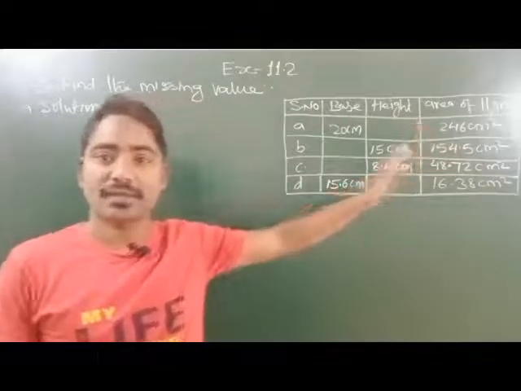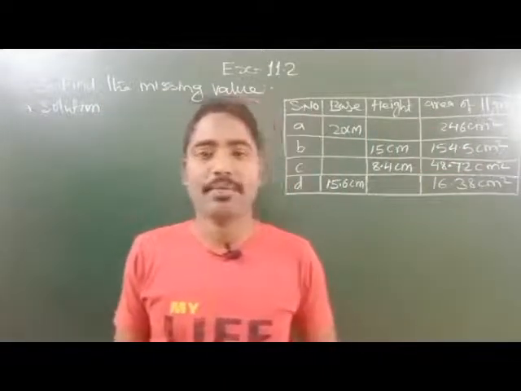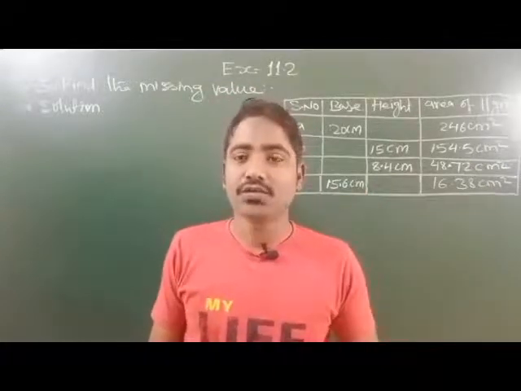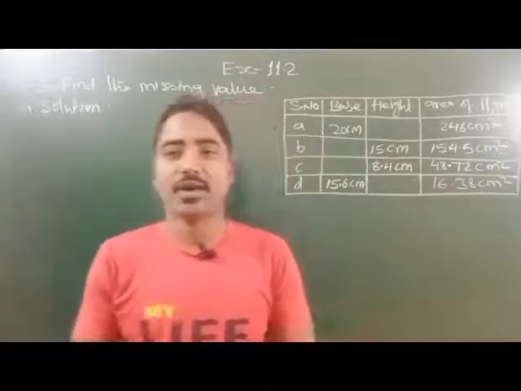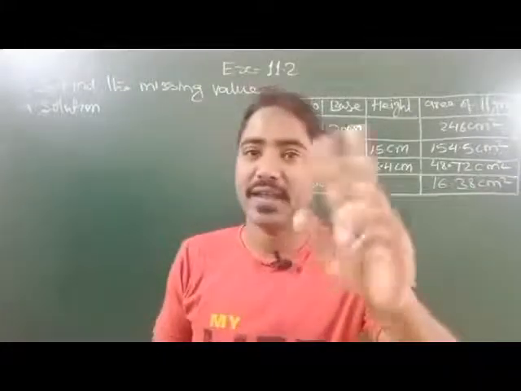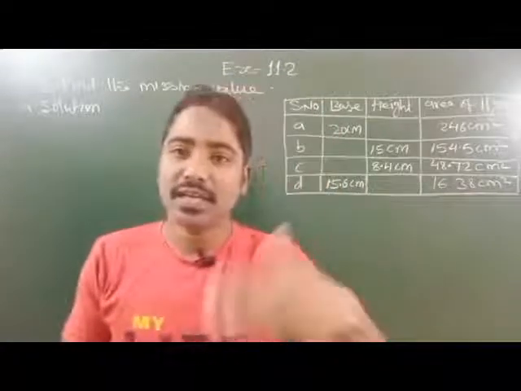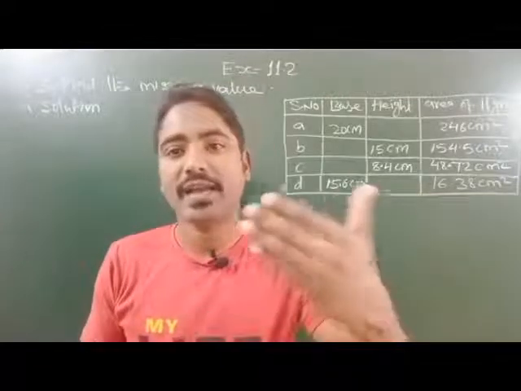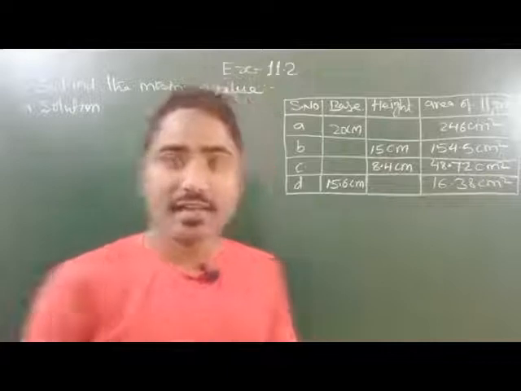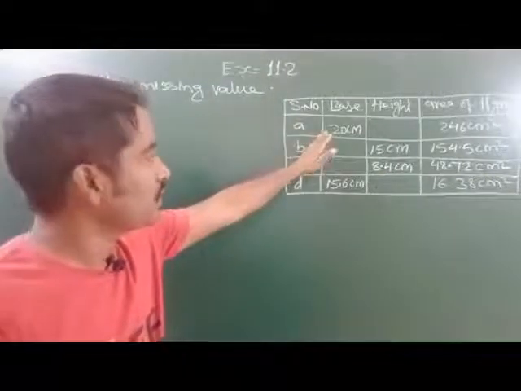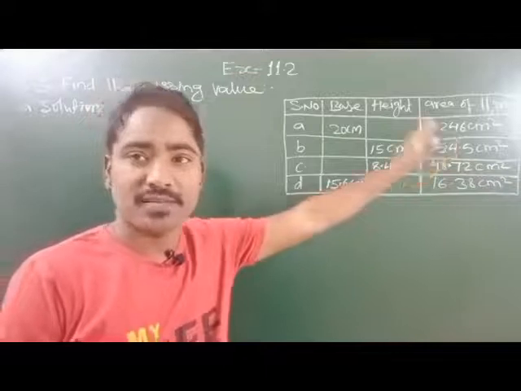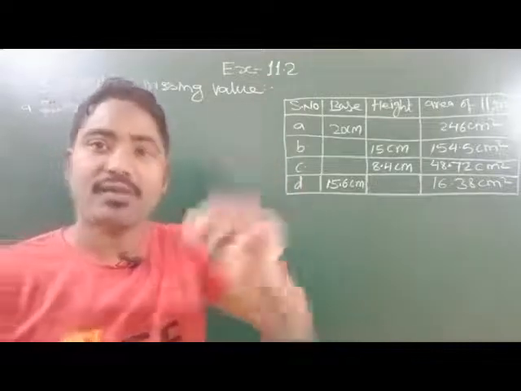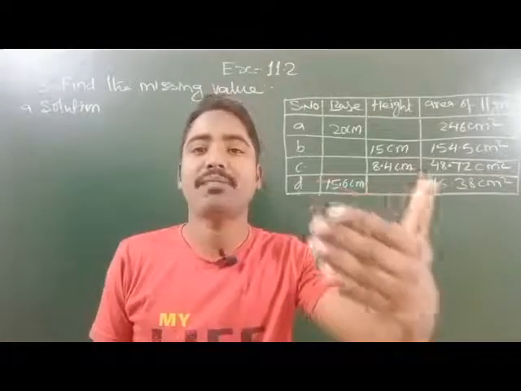In this table, we know that the area of a parallelogram is found using one formula, that is base into height. So for calculating the area of any parallelogram, we need two parameters, base and height. Or if the area is given and one of the other two parameters is given, then we can calculate the missing parameter. Like here, if you observe this table, students, in these three parameters, area of parallelogram, base and height, two are given and one is missing. So we have to calculate the missing parameter.